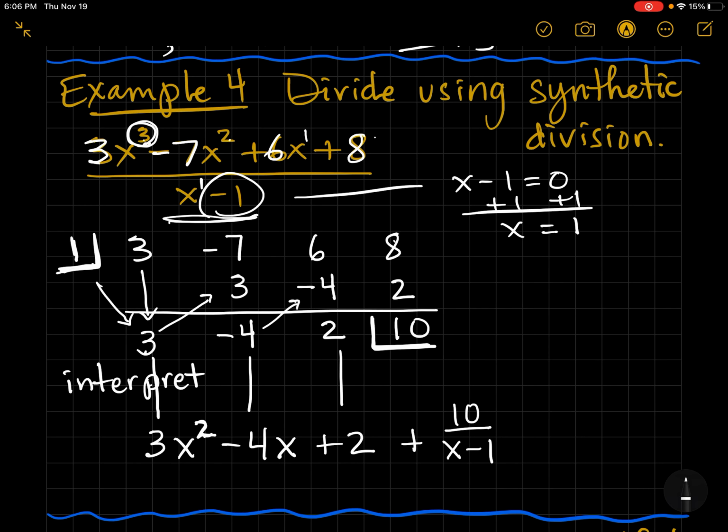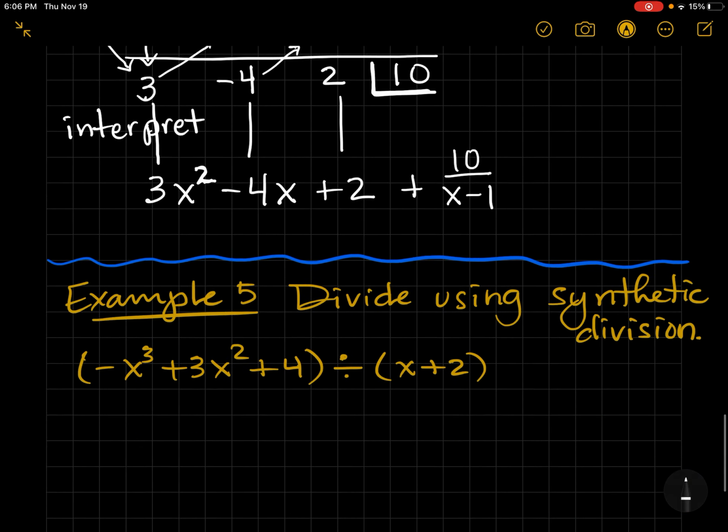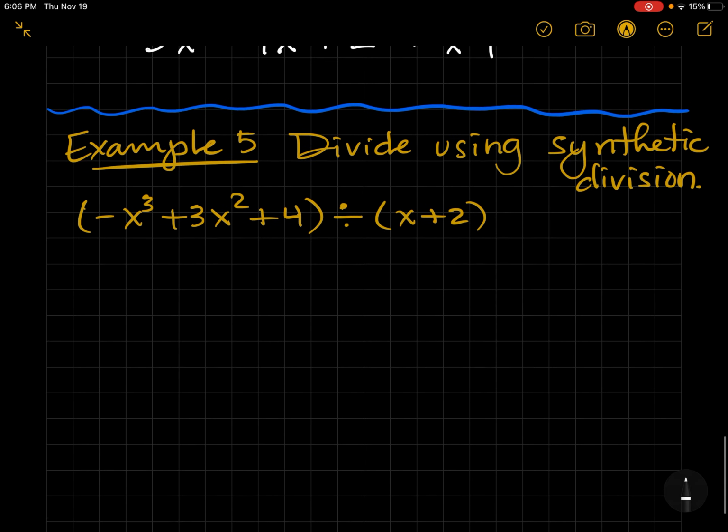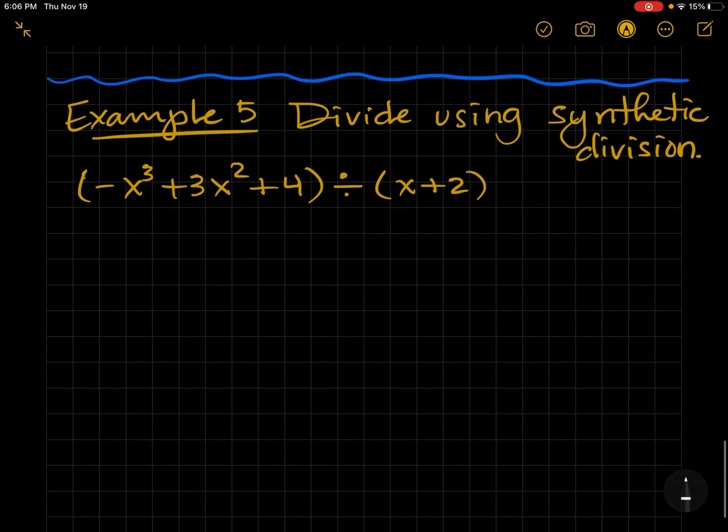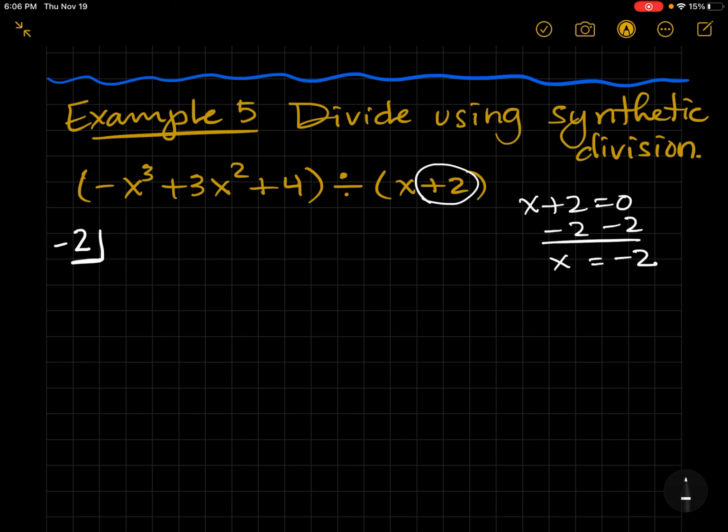Okay, let's try one more example just to make sure you have it. As a matter of fact, why don't you pause and try this one on your own? Okay, let's see how you did. Did you put -2 in the corner? Okay, because that's our divisor, and x plus 2 equals 0. Subtract 2 from both sides. It's whatever makes the divisor 0, or you can just think of it as go opposite.